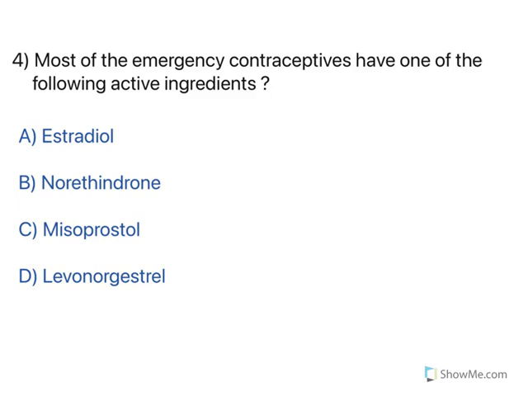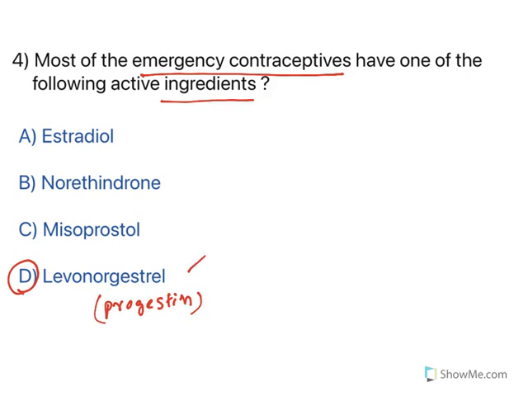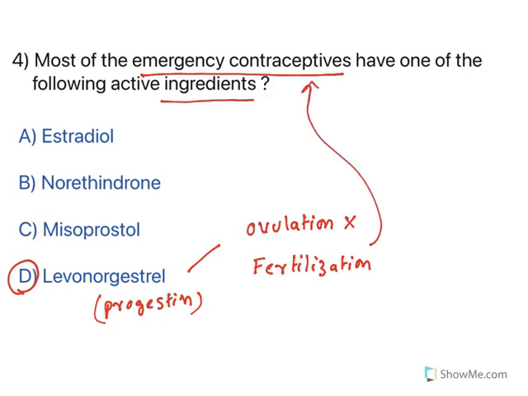Moving to the next one. Now most of the emergency contraceptives have one of the following active ingredients. Understand this question, this is about emergency contraceptives. The major ingredient in emergency contraceptives is levonorgestrel. In fact, this is a progestin analog. Usually the job of this drug is either to disrupt ovulation, or it may disrupt fertilization. So both actions are required for emergency contraception.